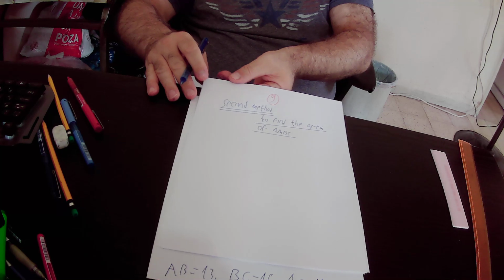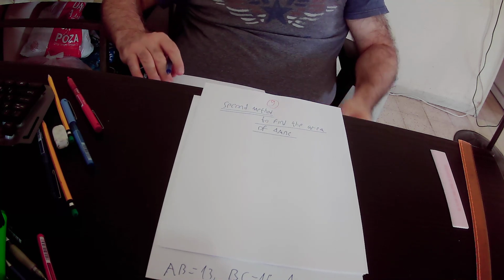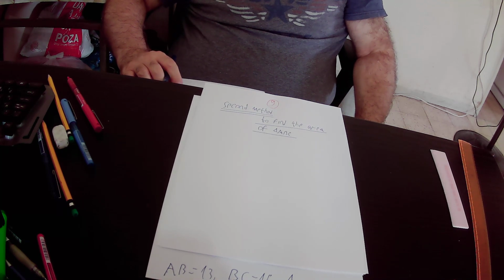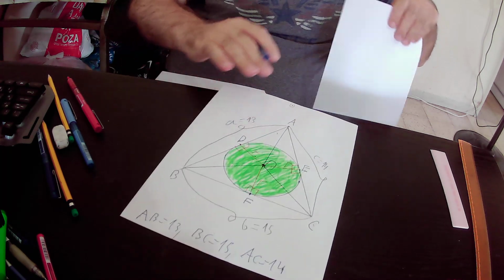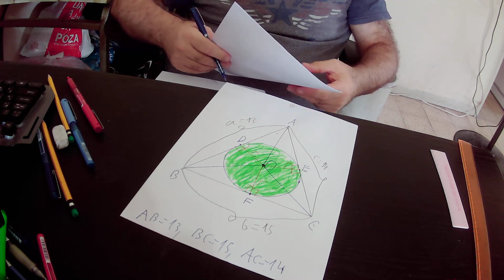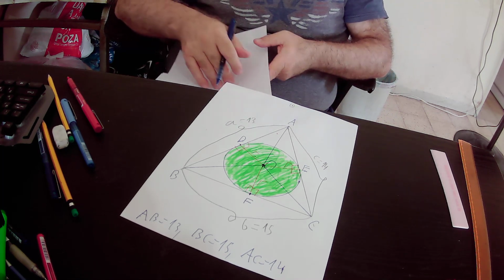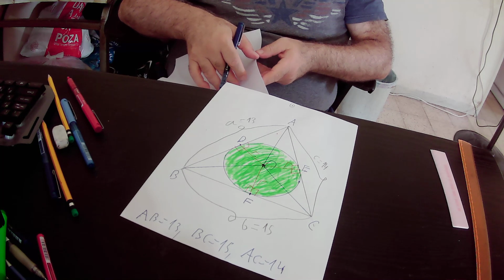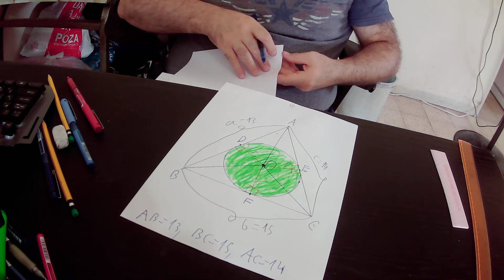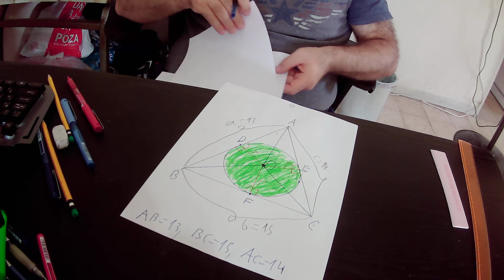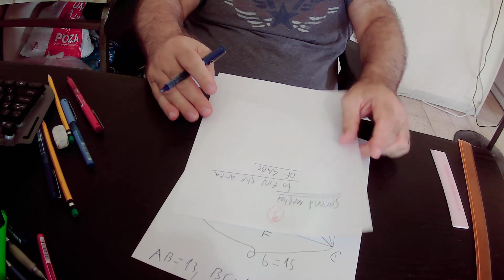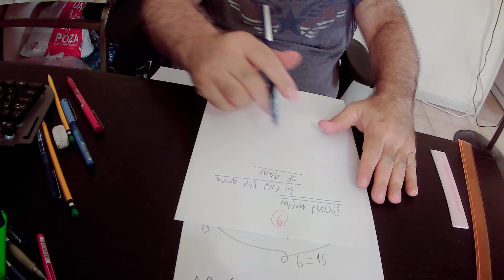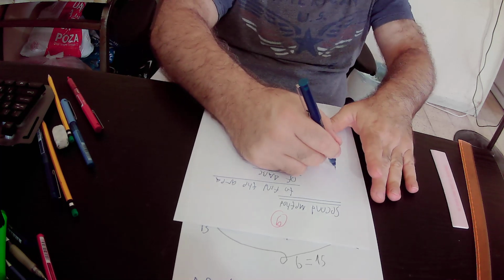Again, I will show you a second method to find out the area of triangle ABC. Actually, in this method, we will use the law of cosines in order to find the area of triangle ABC. So, what is the law of cosines?